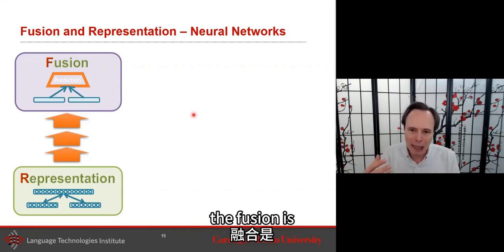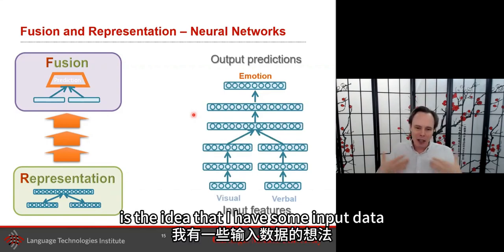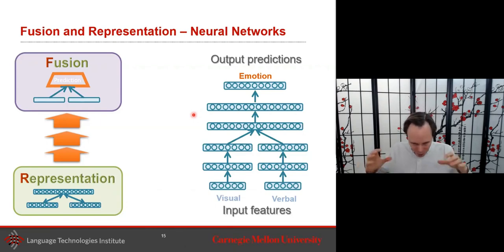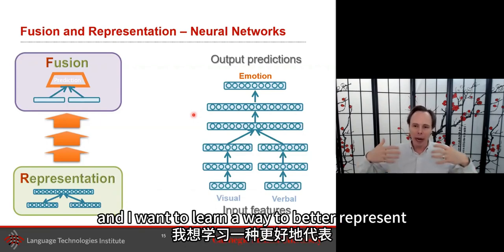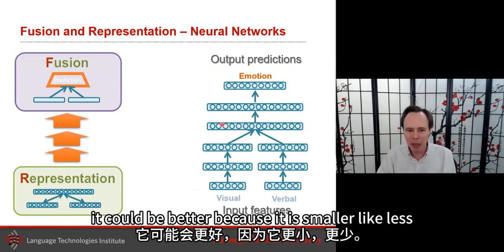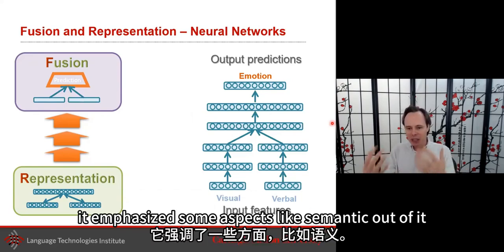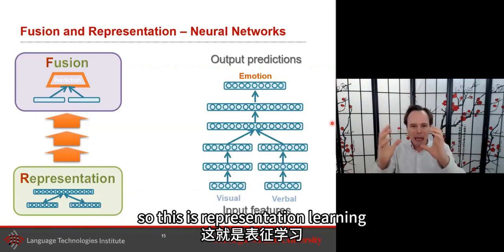If you look at it from input and output, representation learning is the idea that I have some input data and I want to learn a way to better represent it. And I'm using better on purpose in a generic sense. It could be better because it is smaller, more compact. It could be because it summarizes the information. It could be because it emphasizes some aspects, like semantics. So this is representation learning.